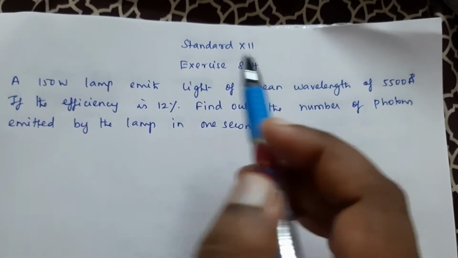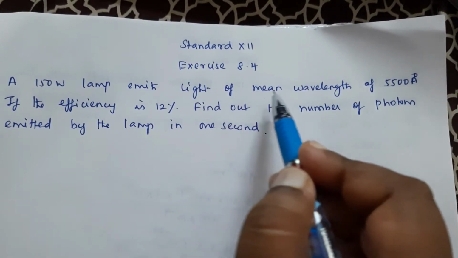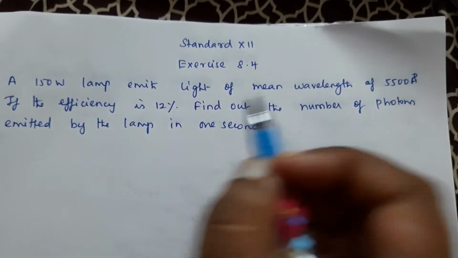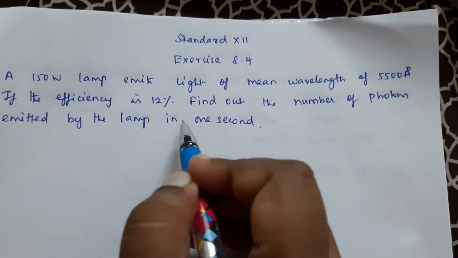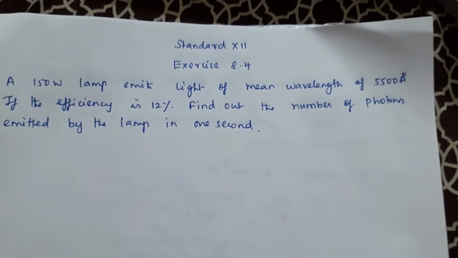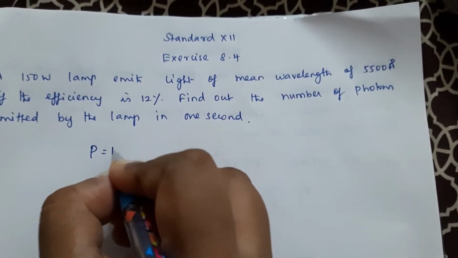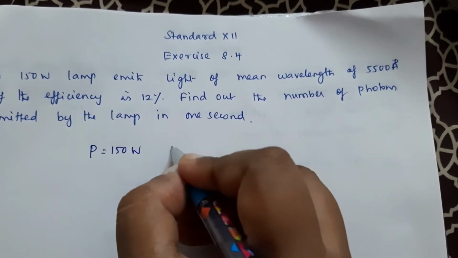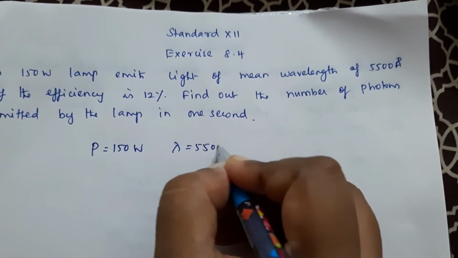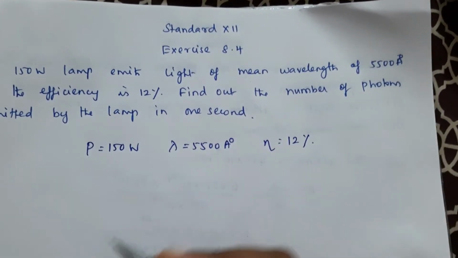Standard 12, exercise 8.4. A 150 watt lamp emits light of mean wavelength of 5500 angstrom. If the efficiency is 12%, find out the number of photons emitted by the lamp in 1 second. So what is given here is the power of the lamp as 150 watt, the wavelength as 5500 angstrom, and the efficiency as 12%.